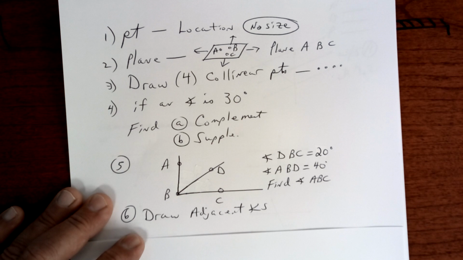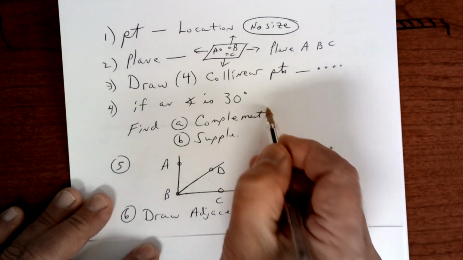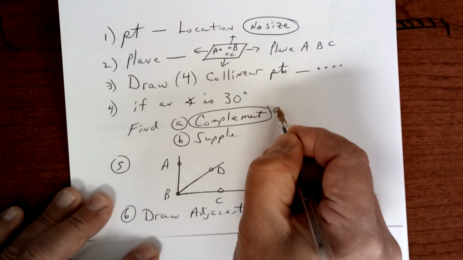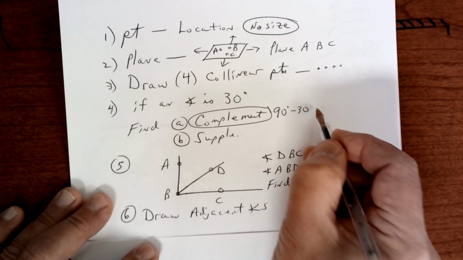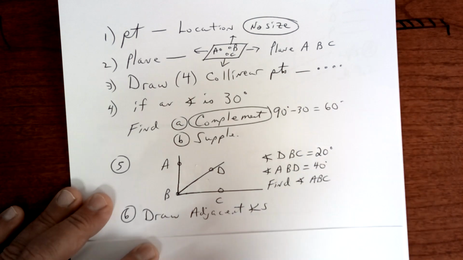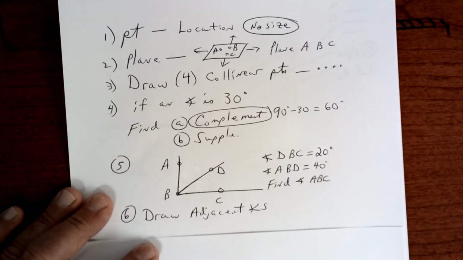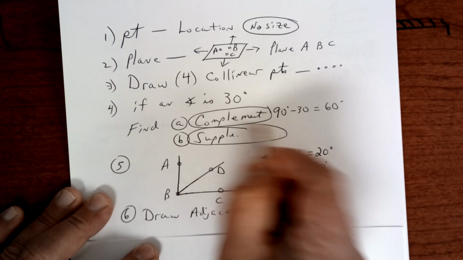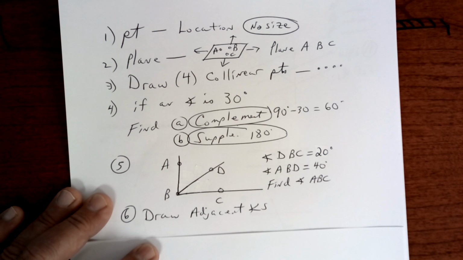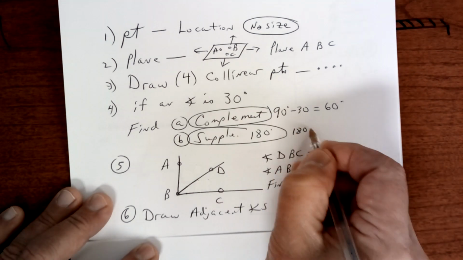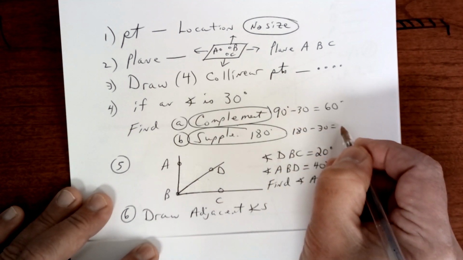If an angle is 30 degrees, what's the complement? Well, complement means it adds up to 90 degrees. So 90 minus 30 would have to be 60 degrees. What is the supplement? Supplement is like Superman, 180 degrees. That is a straight angle or a line. In this case, 180 minus 30 would be 150 degrees.